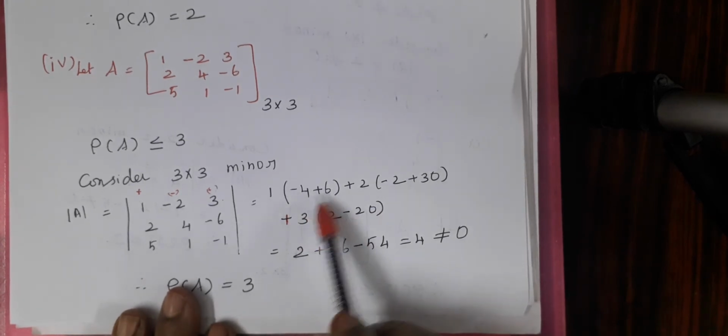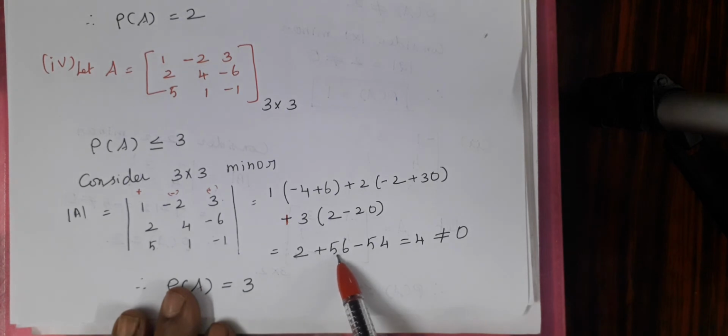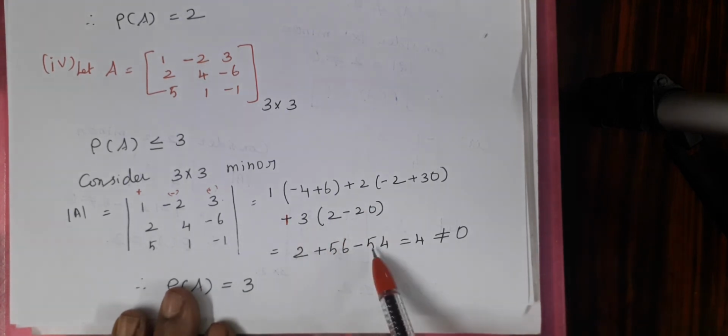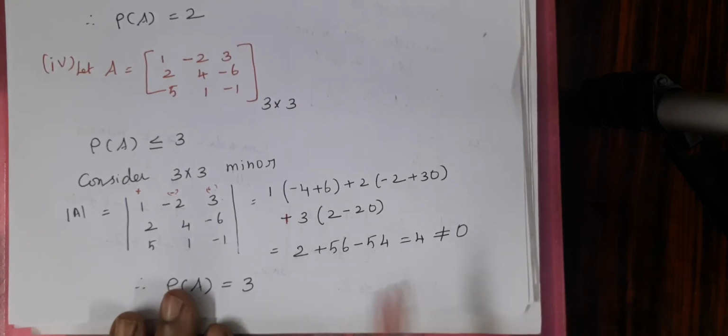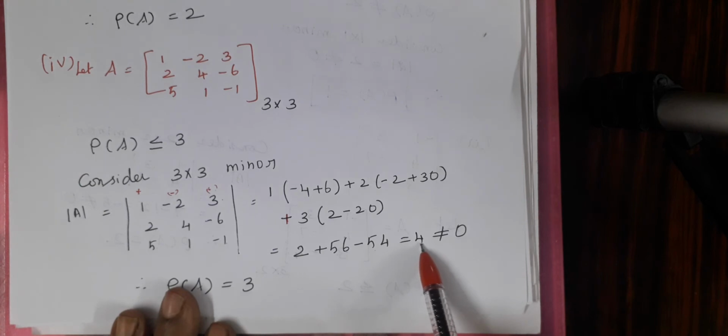Now see the calculation. Minus 4 plus 6 is what? 2. Here, what? 30 minus 2 is 28. 28 into 2 is what? 56. 2 minus 20 is what? Minus 18. Minus 18 plus 3 is what? Minus 54. What is the value? 2 plus 56 is 58. 58 minus 54 is 4. We get the constant answer.